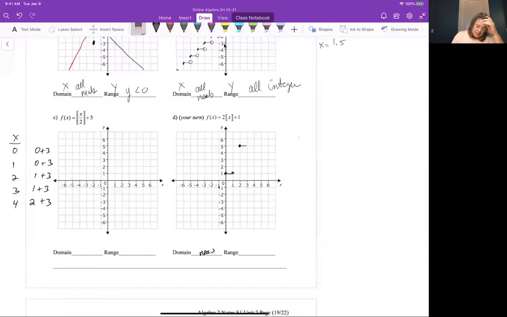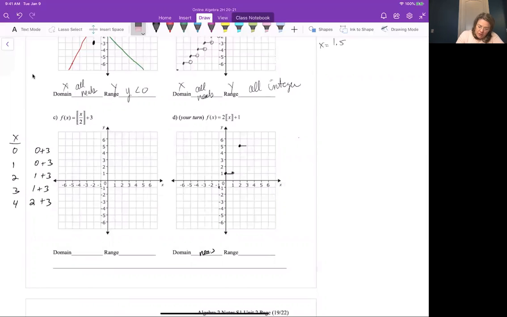All right, let's do C. So we have f of x is equal to the greatest integer value of x divided by 2, plus 3. And the best way to do these types of graphs is to actually pick some values for x and determine what your output, y, is, and then you can start to fill in some patterns. And once you know the pattern, you're good to go. Okay, so we need to pick some values of x.